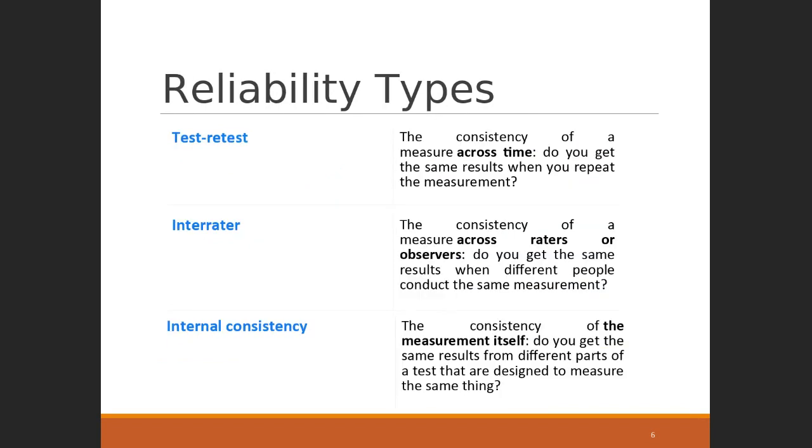Okay, so now let us focus on the types of reliability. The first type of reliability is test-retest reliability. It refers to the consistency of a measure across time. So basically, it answers the question: do you get the same result when you repeat the measurement? Test-retest reliability measures the consistency of results when you repeat the same test on the same sample at a different point in time. Many factors can influence your results at different points in time. For instance, respondents might experience different moods, or external conditions might affect respondents' ability to respond accurately.